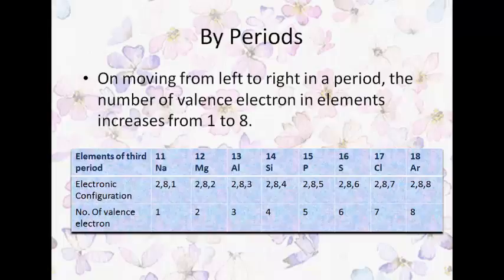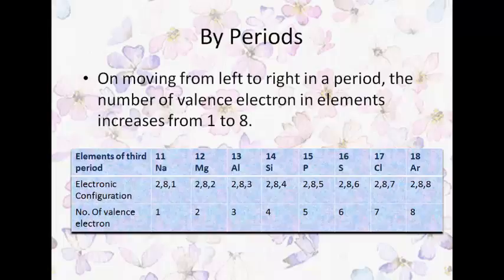As we know, on moving from left to right in a period, the number of valence electrons in the element increases from 1 to 8. That is true, but in the first period, it increases from 1 to 2. Let's understand by this example. We have the electronic configuration of the third period elements to make this point clearer. As you can see here, there is one valence electron in sodium, but there are 8 valence electrons in argon. Thus, the number of valence electrons increases from 1 in sodium to 8 in argon.